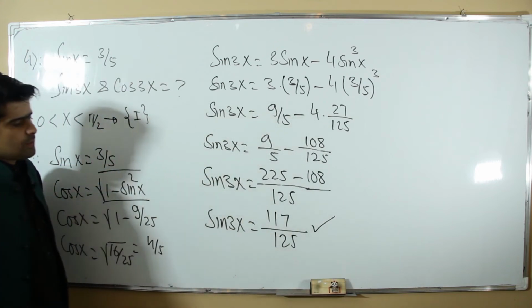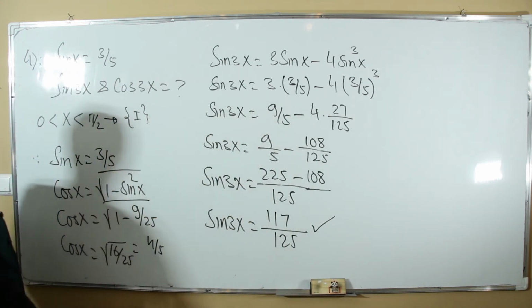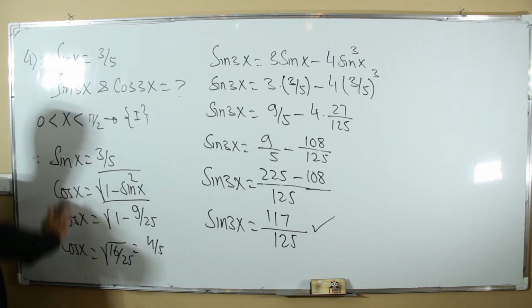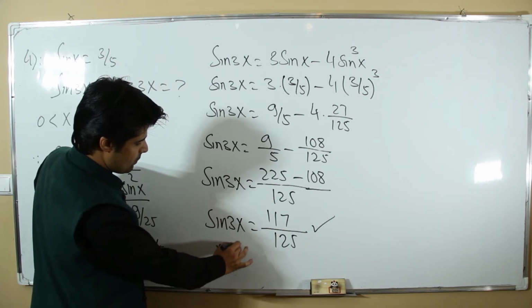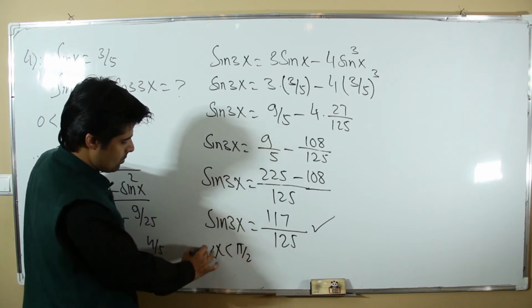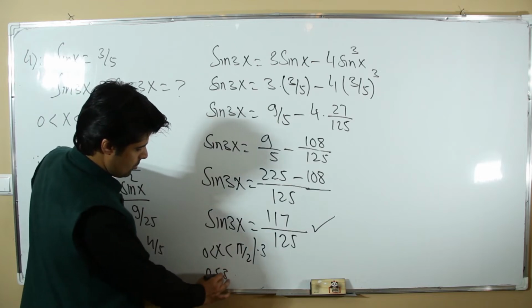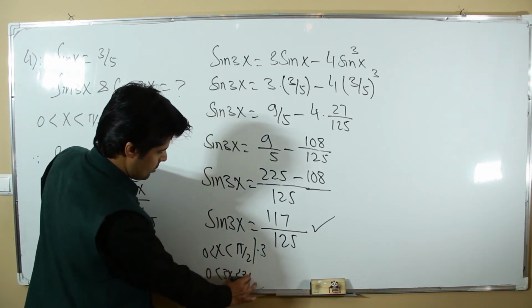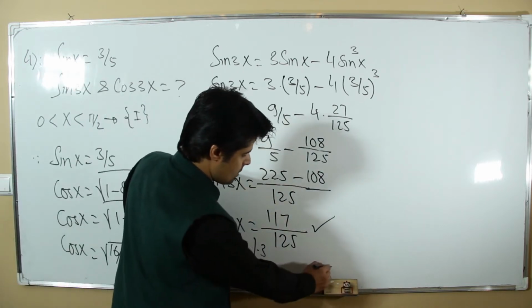Now please find the quadrant. If our x is between this one, what is our 3x? x is between 0 and pi by 2. So multiply by 3: it is 0 to 3x, and this one is 3 pi by 2. Between 0 and 3 pi by 2, where is it?